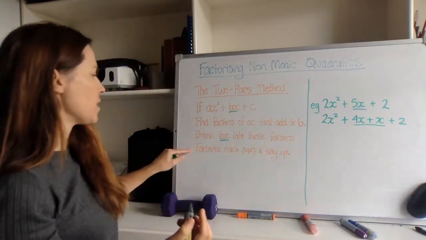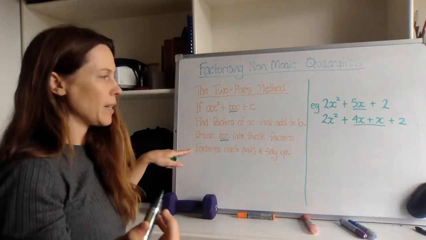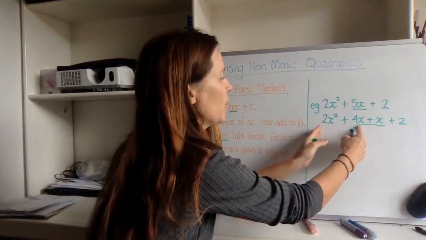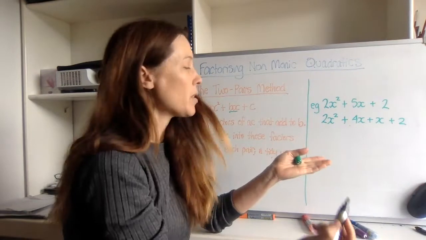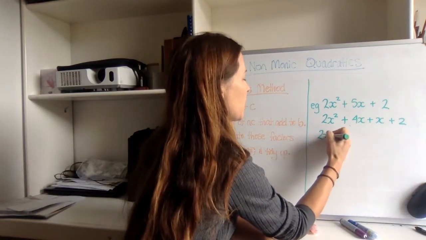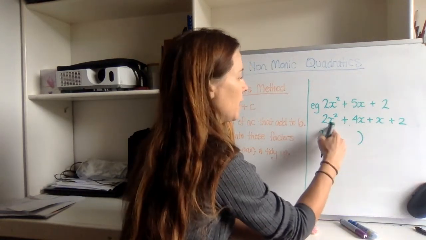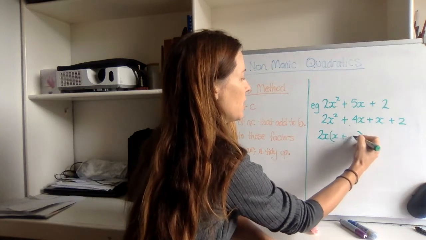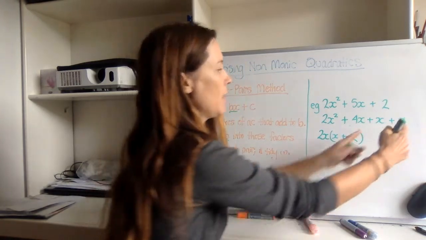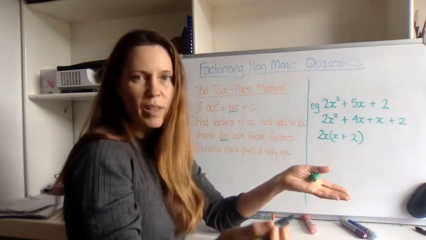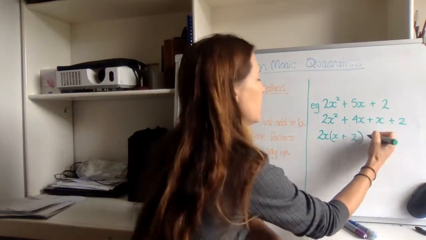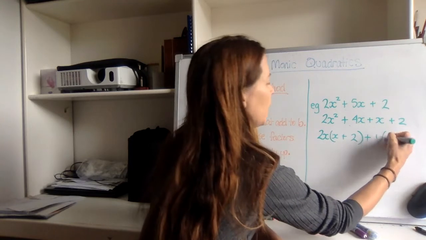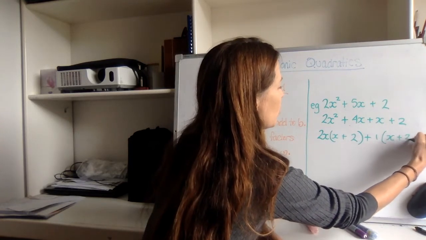All right, next we need to just factorize each pair and tidy it up. So if I look at this pair first, and factorize it as well as I possibly can, I'd be bringing a 2x out the front, and that's going to leave me with x plus 2 in there. And then if I factorize this part, they don't have any factors in common except 1. Everything has 1 as a factor. So I really have 1 outside of x plus 2.